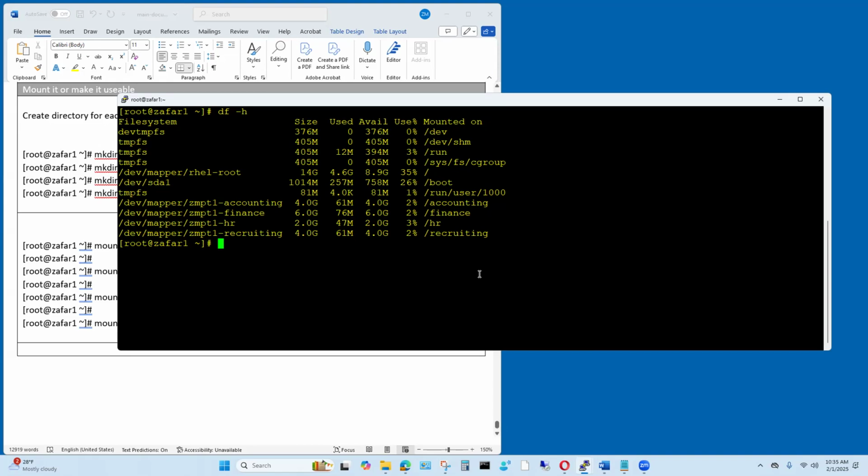Then do mount. Okay, fine. Mount. Then paste it now. Copy paste. Space /. Is that finance? Yeah, finance. Mr. Zafar, Control U clears the command line. Okay.